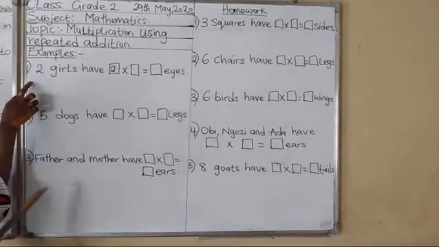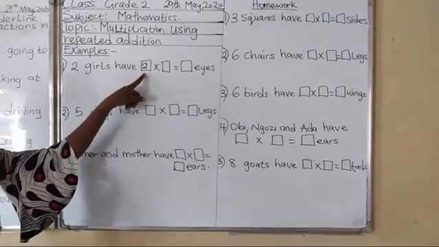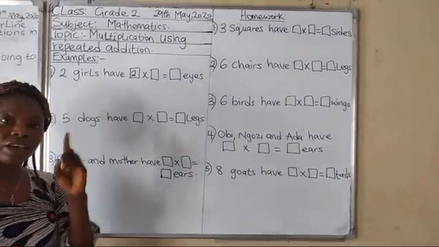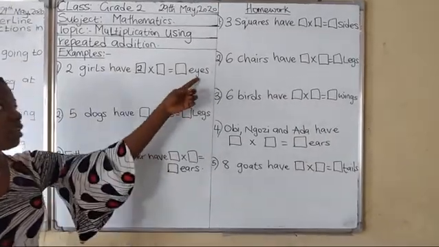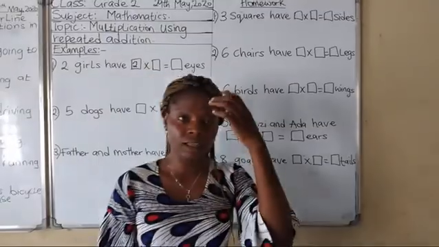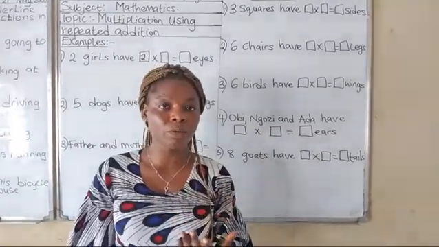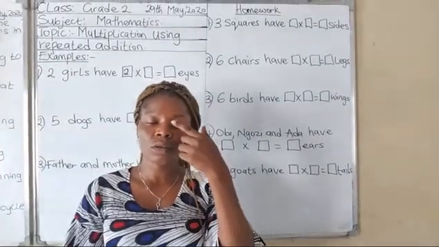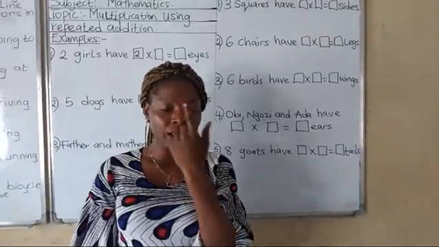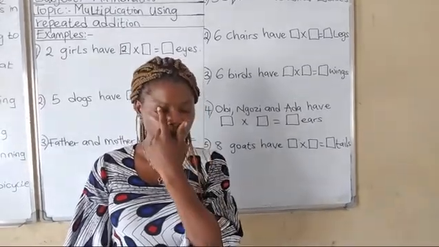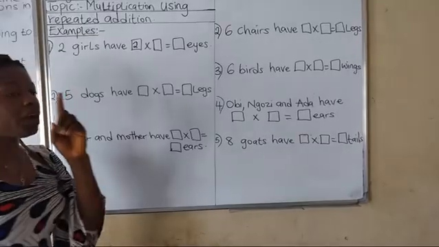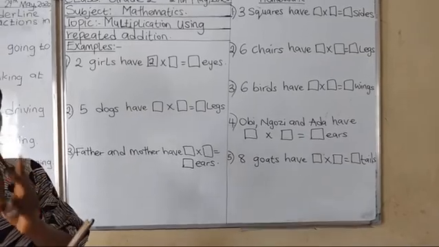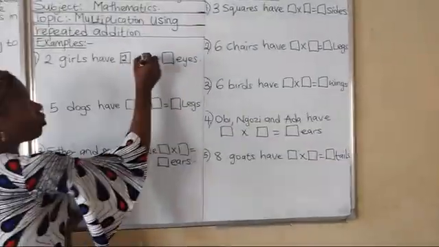You write 2 in the first box. Then you ask yourself another question. A girl has how many eyes? Since we are talking about a girl, we have how many eyes? For instance, let me use myself as an example. I'm now a girl. How many eyes do I have? Let's count. 1, 2. So one girl, we have 2 eyes. We write it in the second box.